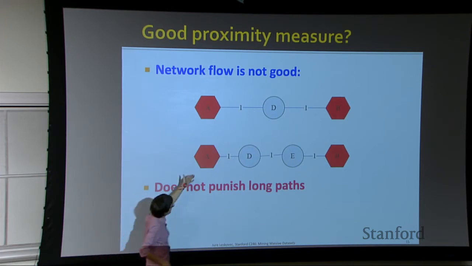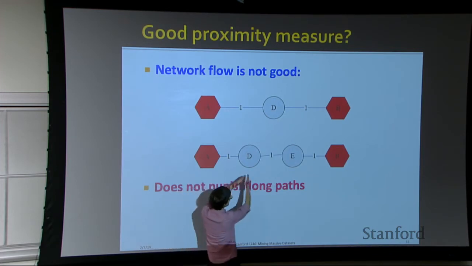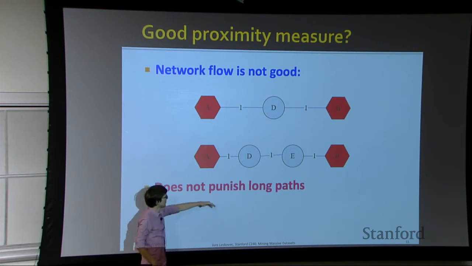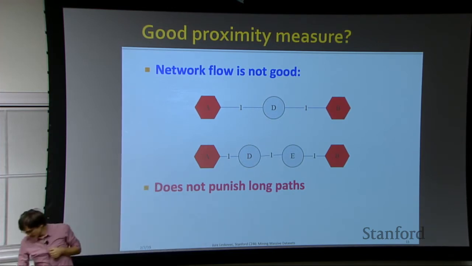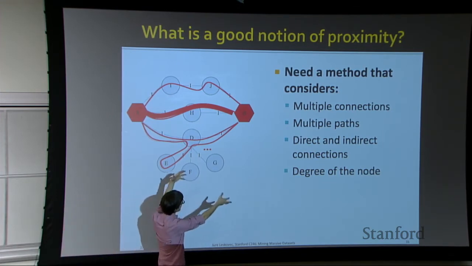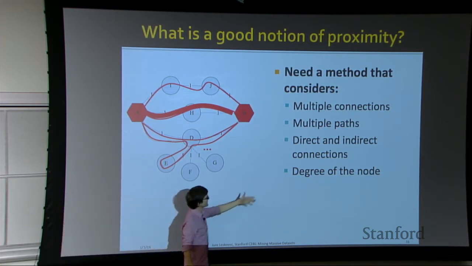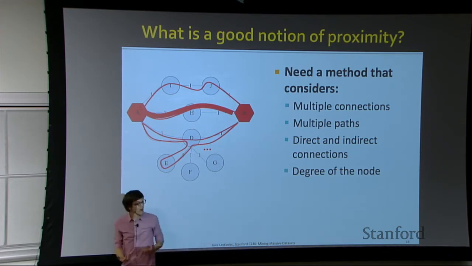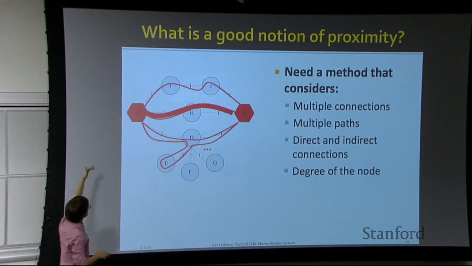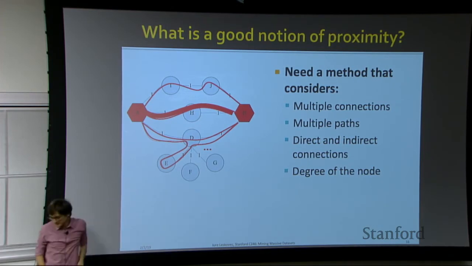But here is an example where the network flow is equal between A and B in both cases, even though here the path is longer and up there the path is shorter, right? So the flow formulation wouldn't punish long paths. What we would really like is a method that considers multiple connections, multiple paths, direct and indirect connections, as well as degrees of the nodes, right? If I ask what's the proximity between A and B, I want to consider all paths in the graph and see how close A and B are.